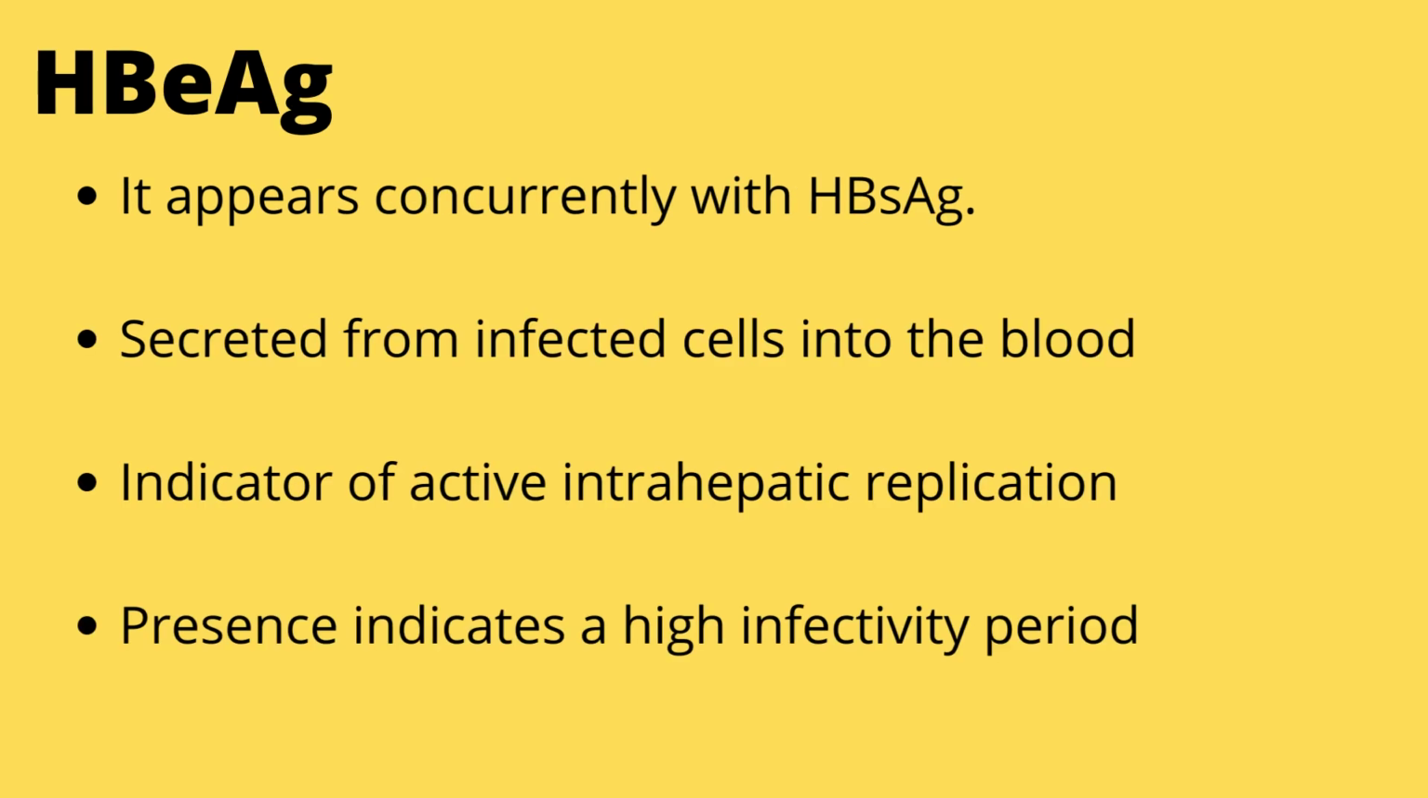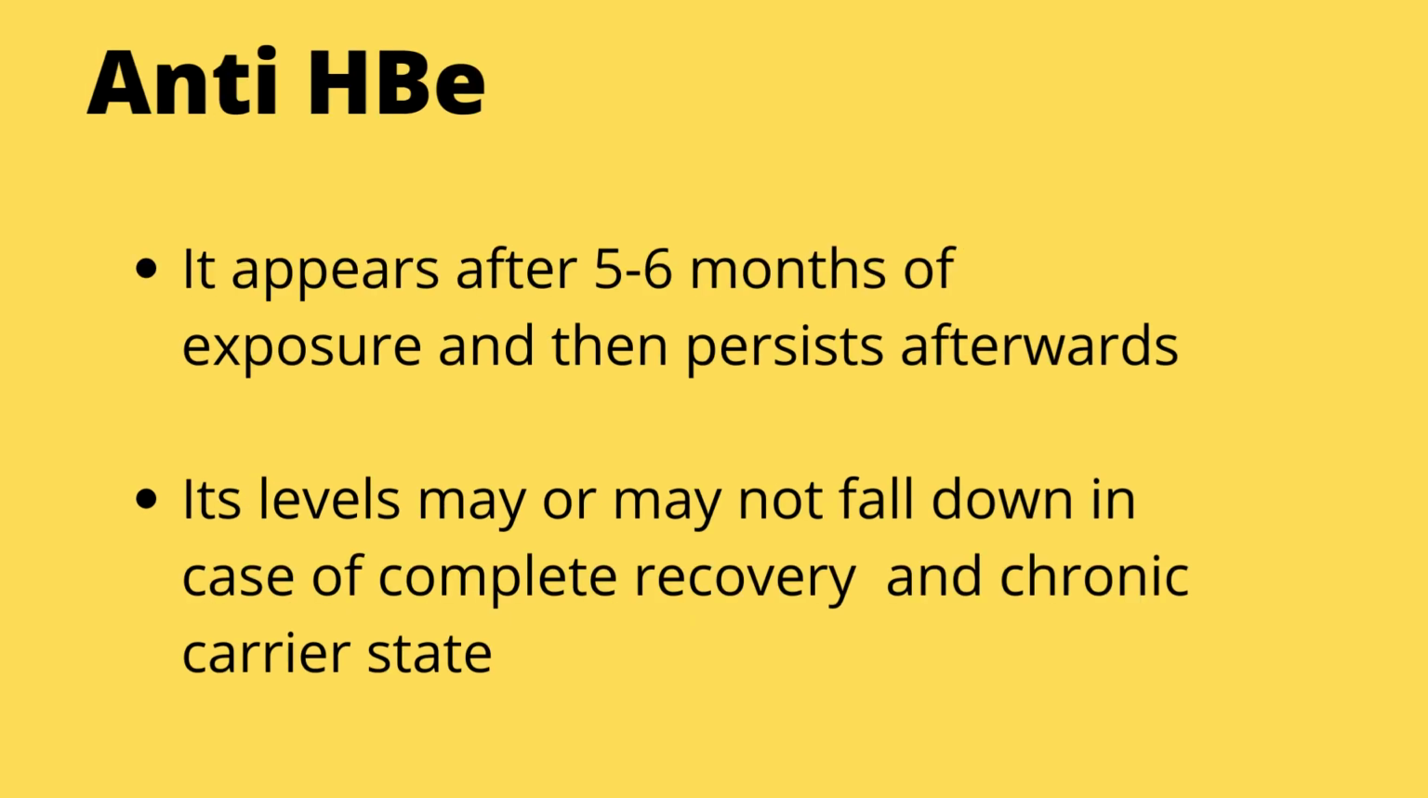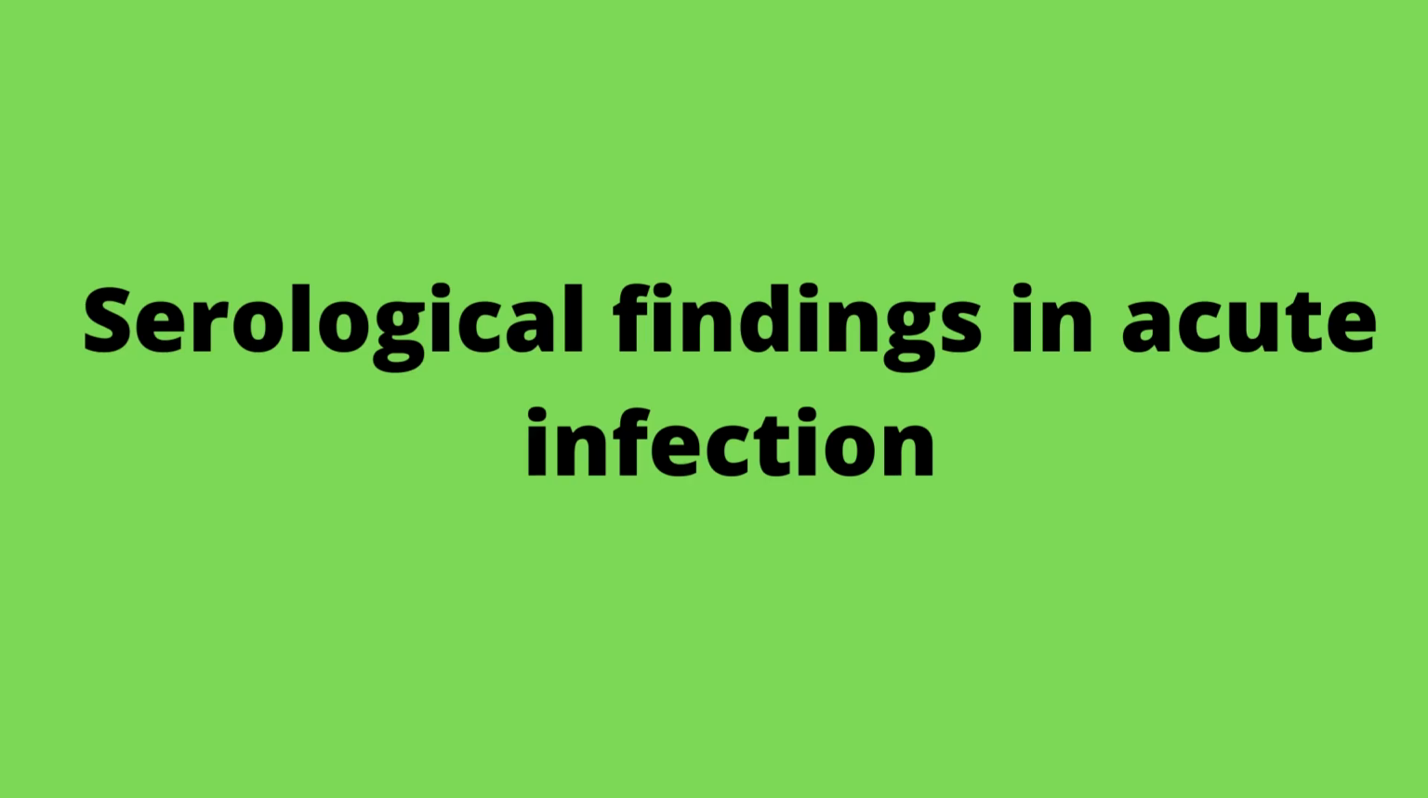Next important antigen is envelope antigen that appears concurrently with the surface antigen. It is secreted from the infected cells into the blood. It is an indicator of active intrahepatic replication, and it indicates a period of high infectivity. Antibody to envelope antigen appears 5 to 6 months after exposure and then persists afterward. Its level may or may not fall down in case of complete recovery and chronic carrier state.